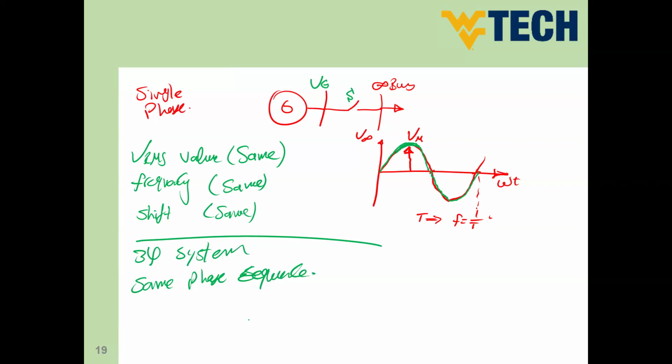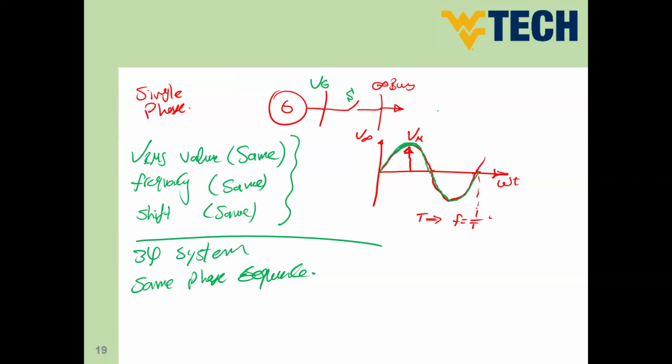Because, for instance, imagine that you have phase A of the generator achieving the three conditions with phase A of the infinite bus. However, phase B of the generator is connected to phase C of the infinite bus, and phase C of the generator is connected to phase B. So this is called out of phase.